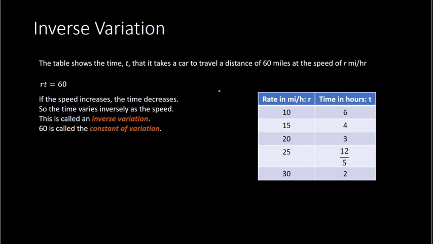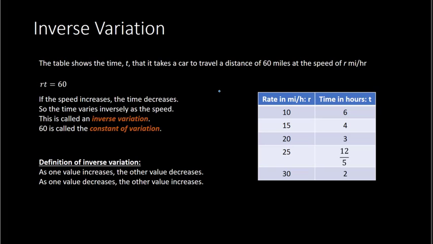So more formally, our definition of inverse variation says that as one value increases, the other value does the opposite, or decreases. Or if the one value decreases, the other value increases. They're both doing different things. They're doing opposite things.